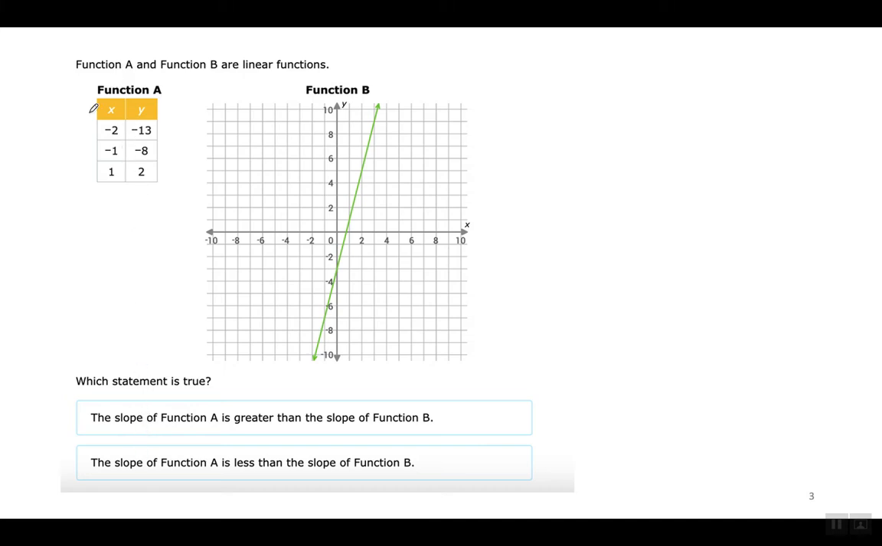So for function A, again, if you do my little technique, for example, these two and these two, the difference between 13 and 8 is 5. The difference between 2 and 1 is 1. 5 over 1 is 5. So the slope of this one is going to be 5. I'll do it the correct way as well. But I'm telling you, the slope is 5.